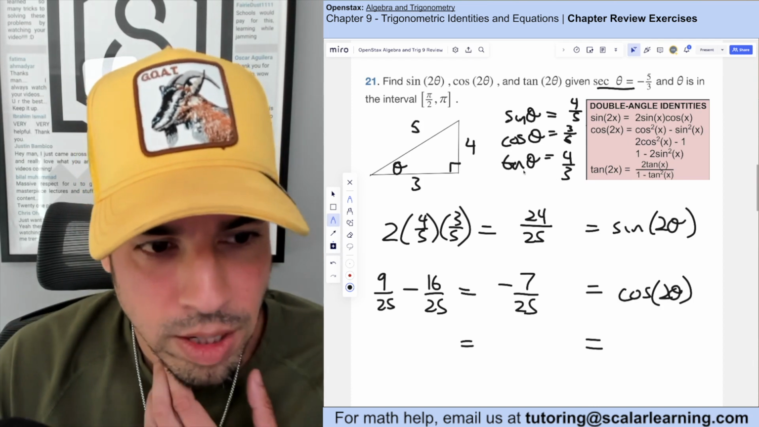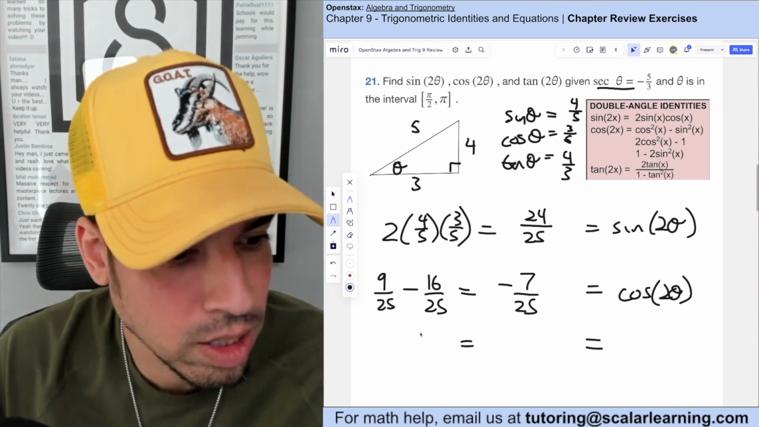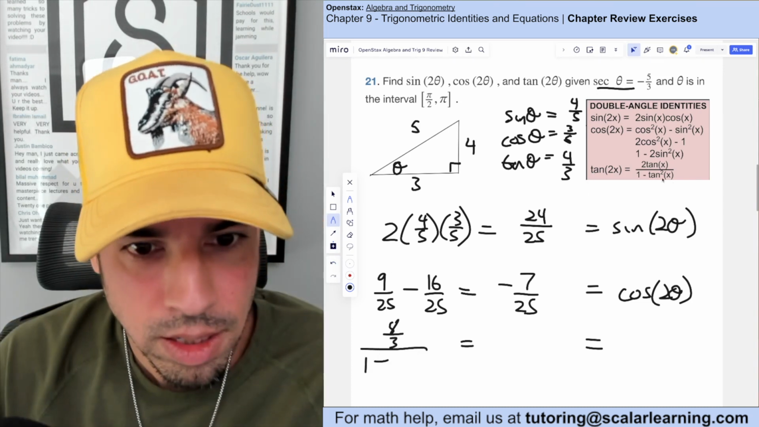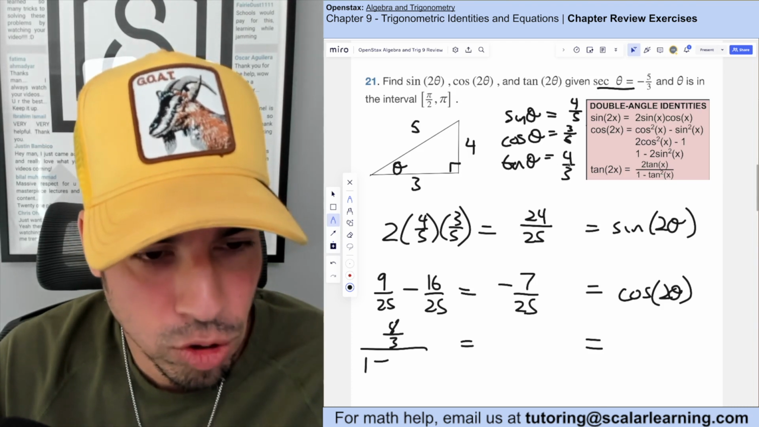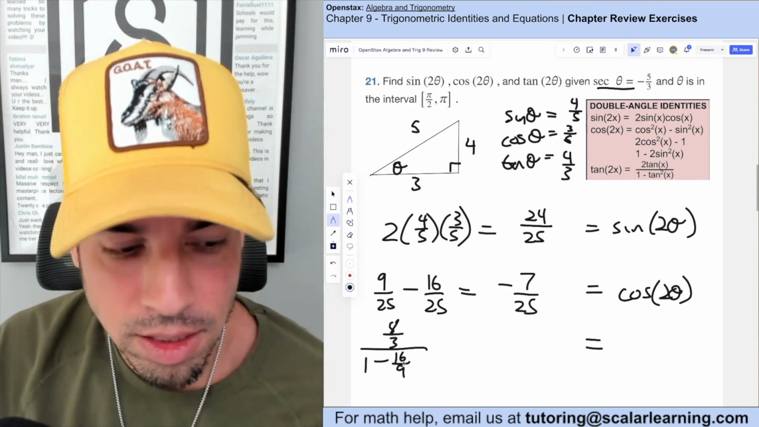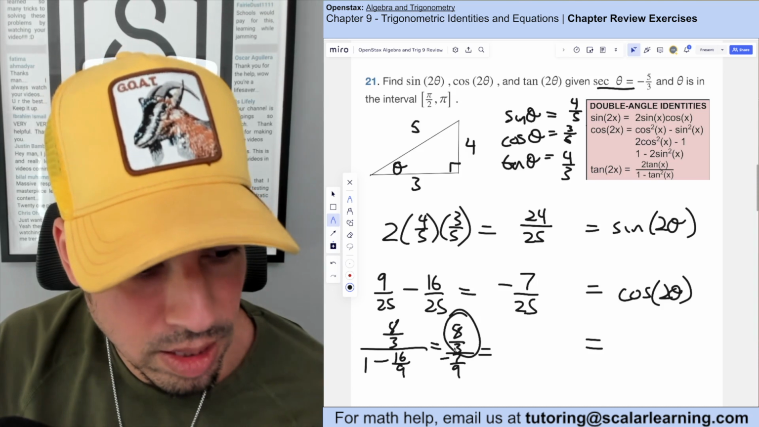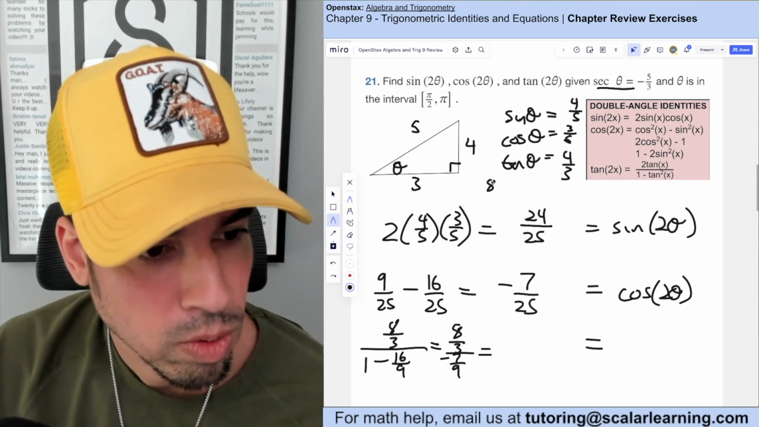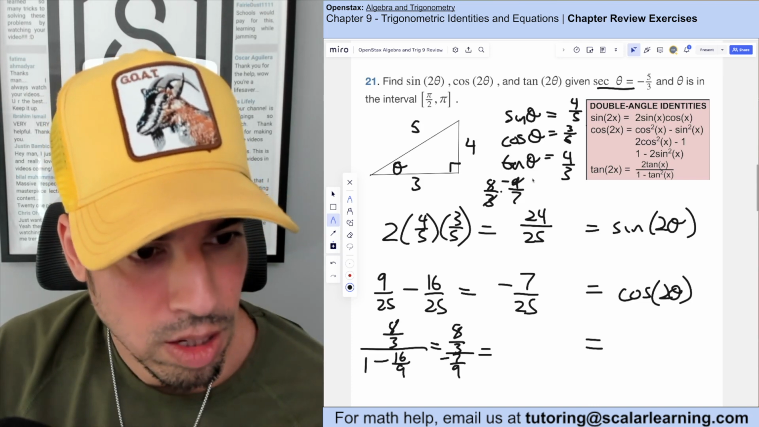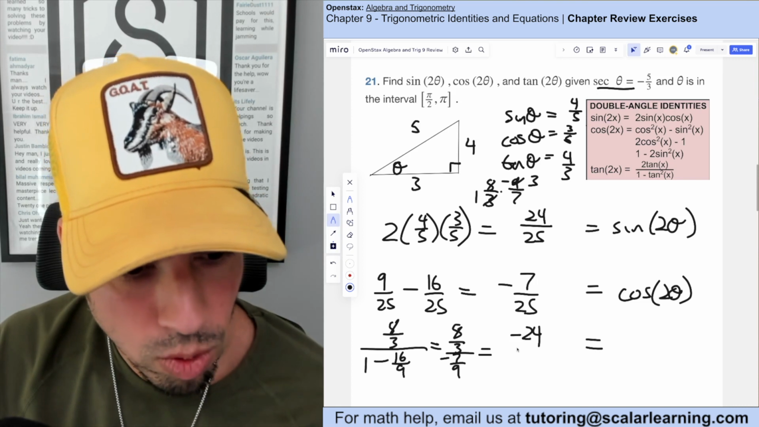And then last but not least, we have tangent of 2 theta. So that's 2 times tangent of theta, so 2 times this is 8/3, over 1 minus tangent squared. So that's this squared, which is 16/9. Now, 1 minus 16/9 is really 9/9 minus 16/9, which is -7/9. And then this would simplify by taking this times the reciprocal of this. So 8 over 3 times 9 over 7. Negative 3's cancel out. That's 1 and 3. And then we get -24 over 7.